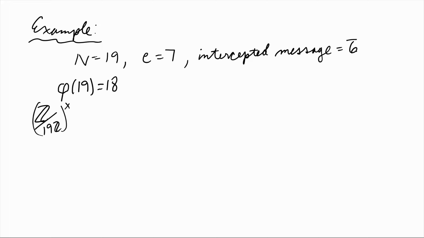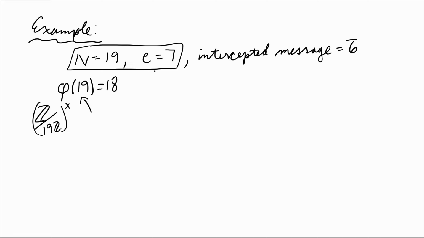So we've intercepted this message, and all we know is this is what the public knows. The public knows how to encrypt, and it knows n. But we also know what phi of 19 is. So using that information, we're going to find the decryption exponent.